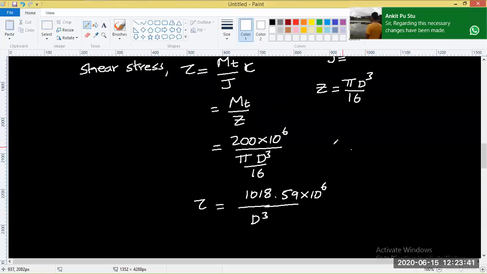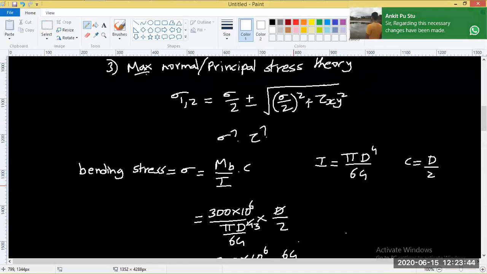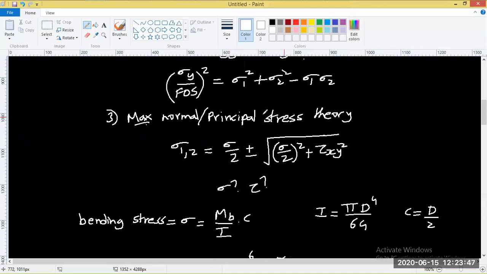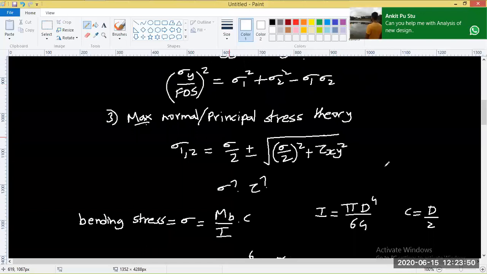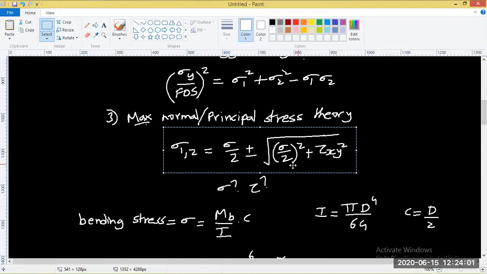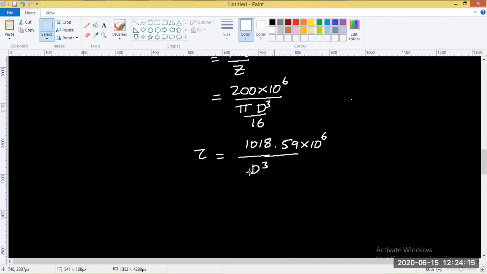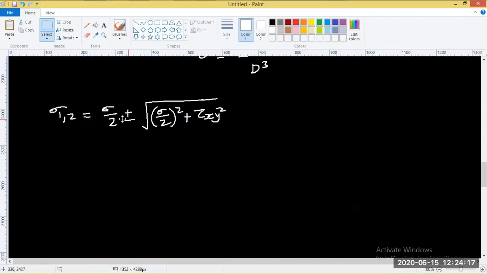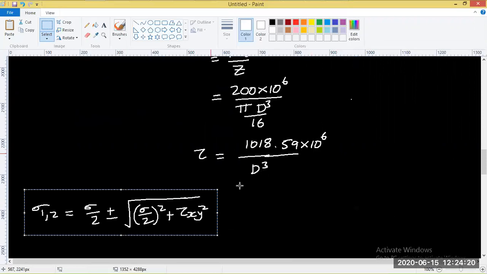So now that we have sigma and tau, we need sigma and tau for us to find the principal stresses using the principal stress theory. So we'll use this here and we'll find out the maximum and minimum principal stresses, and in turn the dimensions later on. Okay, so let's do that. So this is the equation we need to plug these values into. Let's start off one by one.